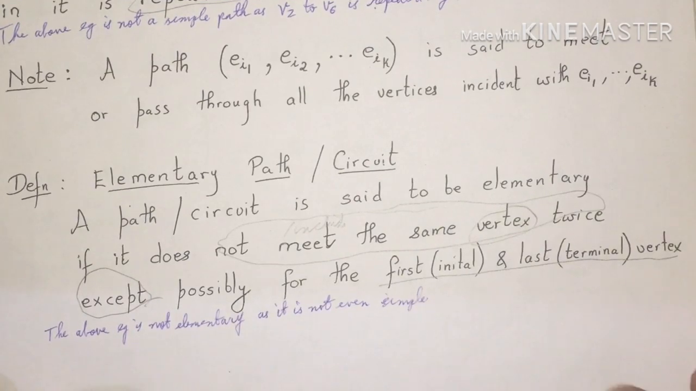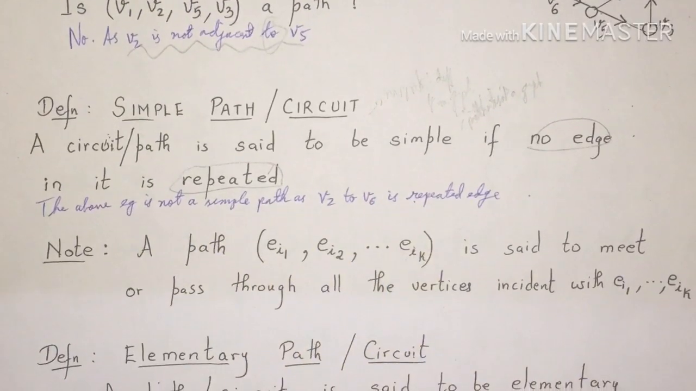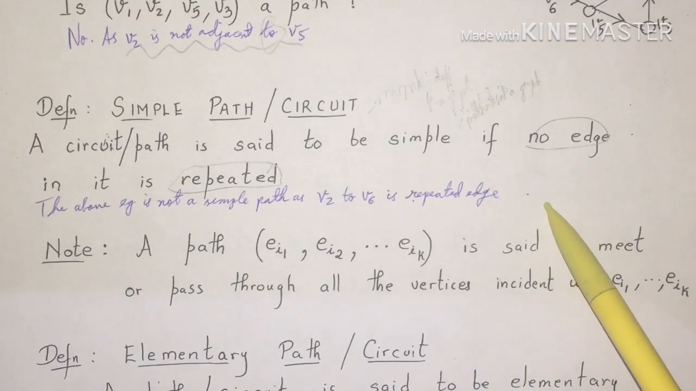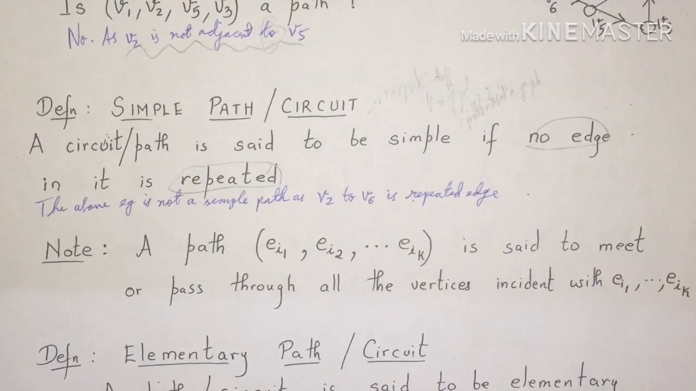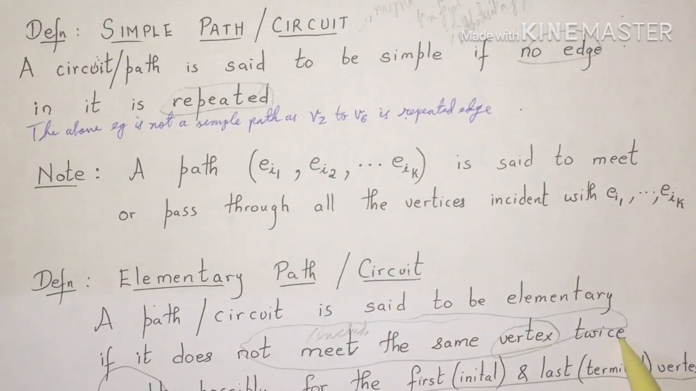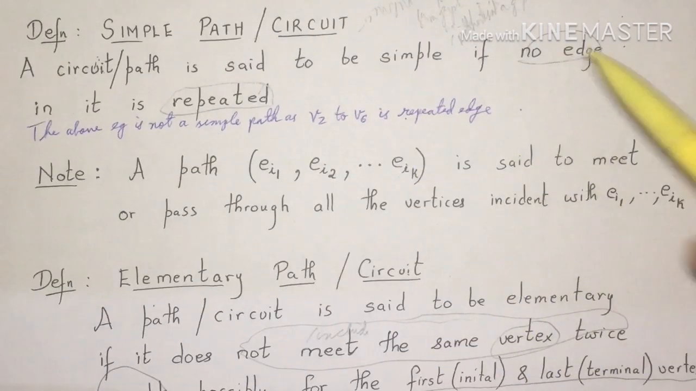The above example is not elementary as it's not even simple. The same example. Every elementary path has to be simple. That's because if the vertex does not repeat, definitely an edge will not be repeated. Hence every elementary path will be a simple path, also in terms of circuit.